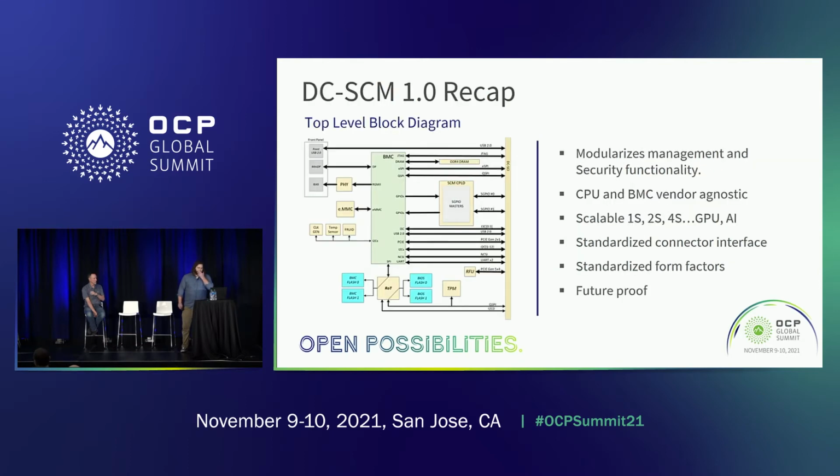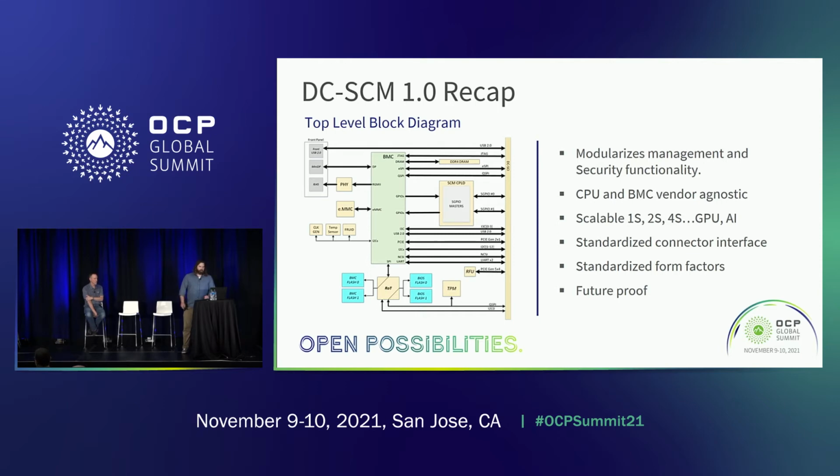And then just a quick recap of what DC-SCM 1.0 is. I think this top-level block diagram, directly from the spec, shows the major interfaces. So it's the things you would expect to see. At the heart of it all, you see the BMC. Most things are connected directly between your compute board, your HPM, and the BMC.